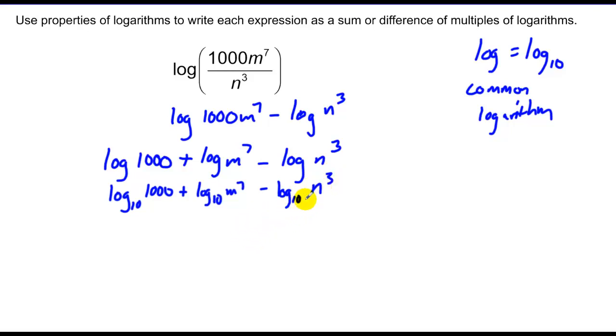This will probably be the only time I write log base 10, just because it's implied that if there's no log base written, it's a log base 10. Just like in our square root, the implied index is 2. So you'll notice in this case, very easy to see I bring these powers out, but what power of 10 is 1,000? Well, 1,000 is 10 to the 3rd, so the log base 10 of 1,000 is actually just 3 plus 7 log base 10 of m minus 3 log base 10 of n, and then we're done.